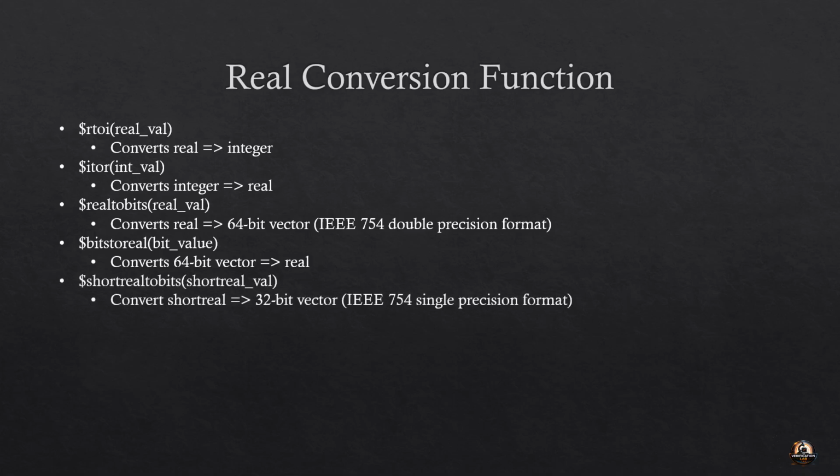Earlier it was for real, now we are doing for shortreal. Again, single precision conversion. If we put the shortreal value, it will convert to a 32-bit vector. Again, we have bits to shortreal. So if we have a bit value here, it will convert to shortreal. So it is the reverse of shortreal to bits. These are very useful when converting between formats. If you want to change the format, these functions are useful.